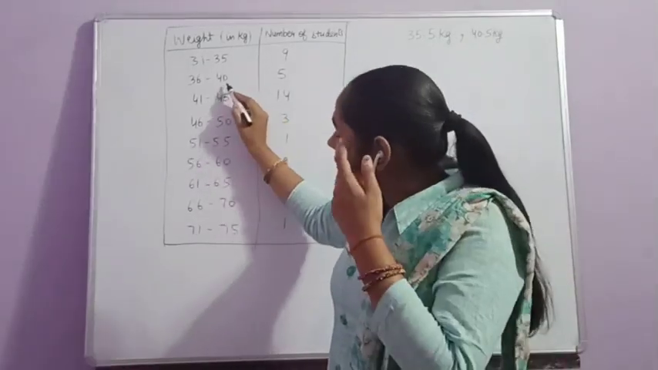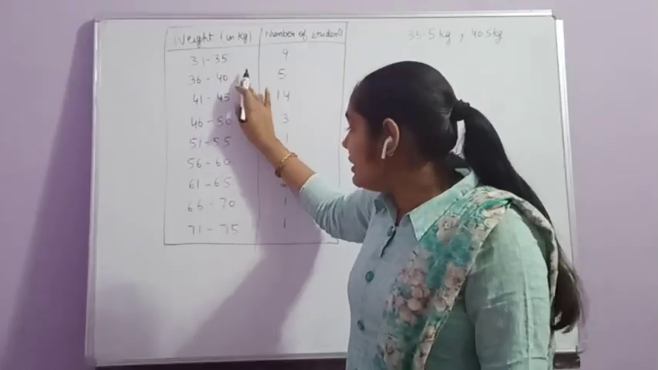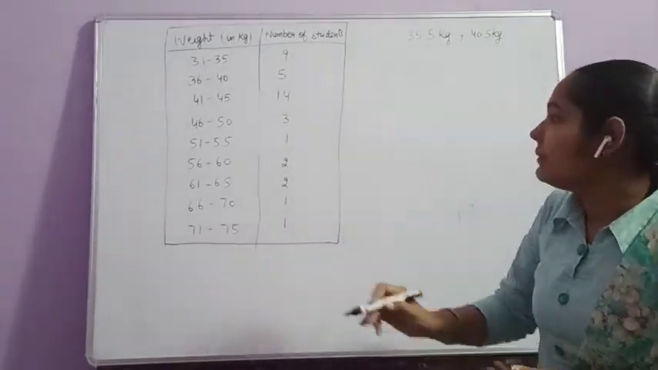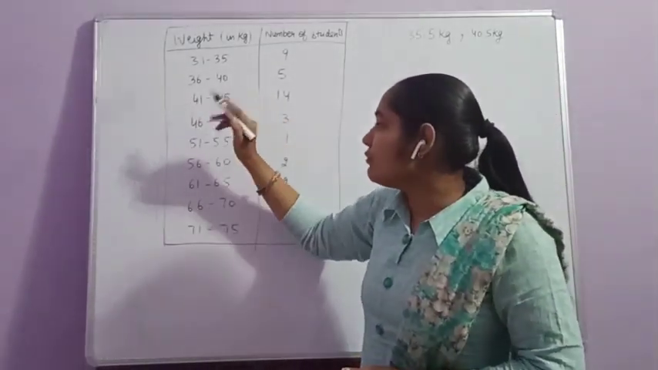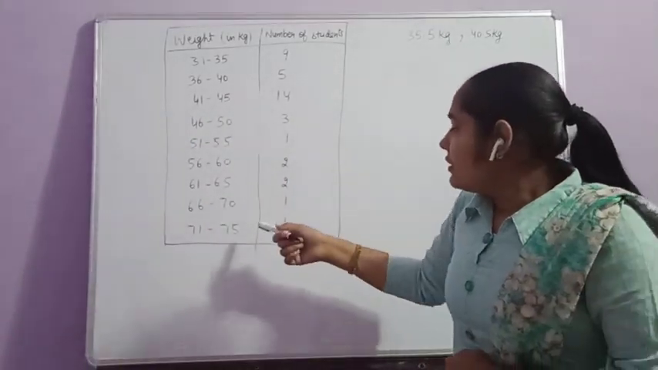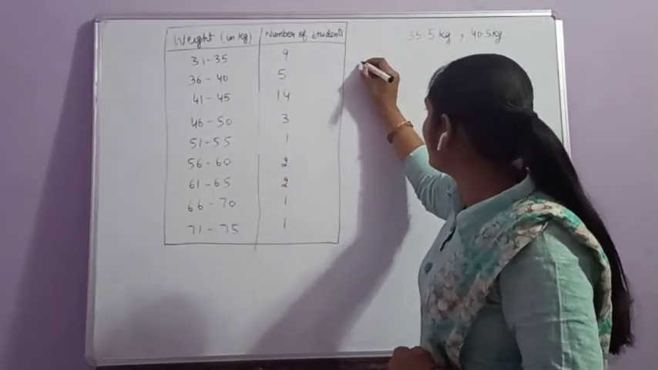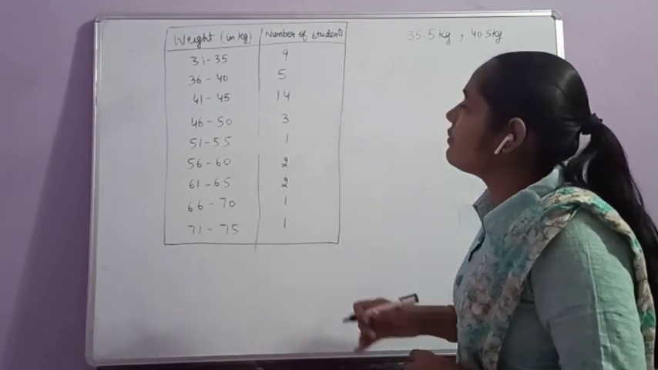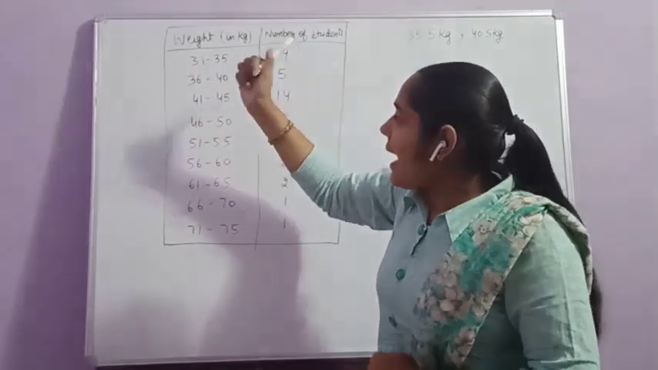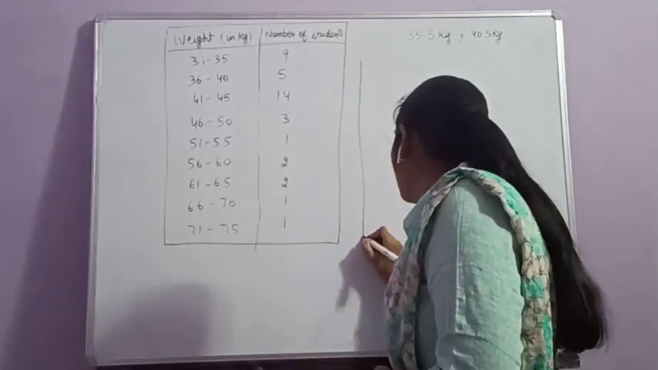Similarly, here upper limit is 40 and in this class lower limit is 41. Similarly, in all class intervals the difference is 1. For example, 40 to 41 there is difference of 1. Similarly, 45 to 46 there is a difference of 1. We have to write this table in continuous form. Then how can we write it in continuous form? We subtract 0.5 from the lower limit and add 0.5 to the upper limit. How can we add and subtract?